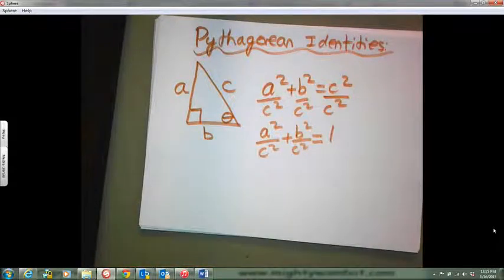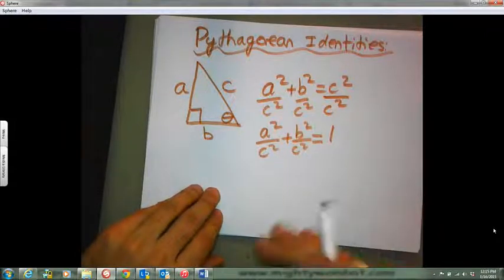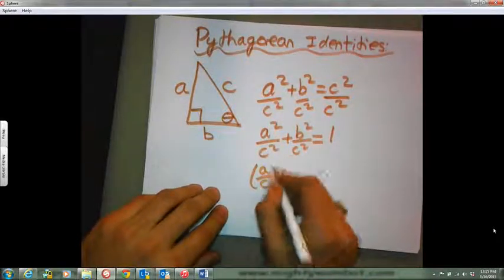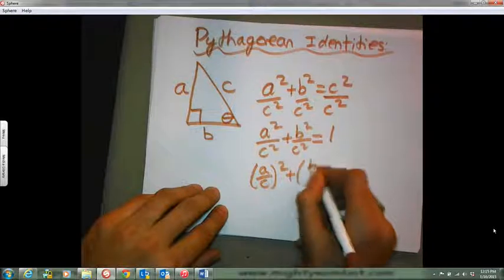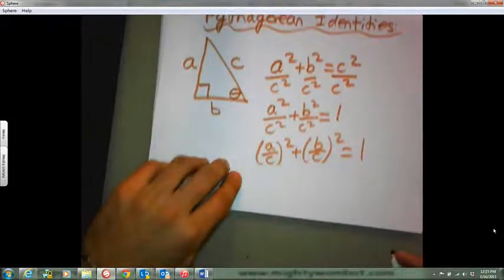Now, let me rewrite this. I'm going to write something that's mathematically equivalent, just looks a little bit different. I'm just saying a squared over c squared is the same as a over c, squared, plus b over c, squared.